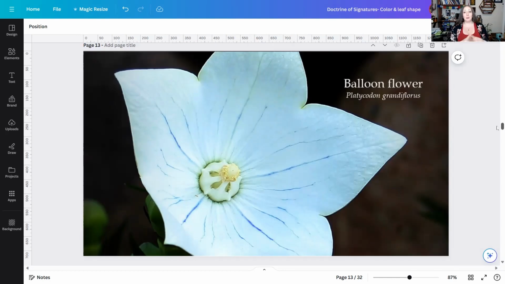Next, we have the color blue. And remember, blue governs the throat chakra, which is overseeing our breath and breathing. In our example here, balloon flower could be an asthma treatment.